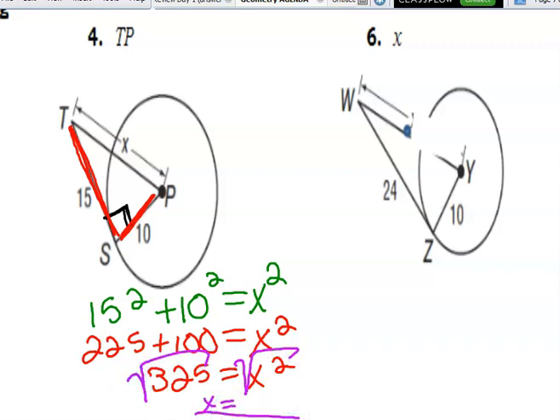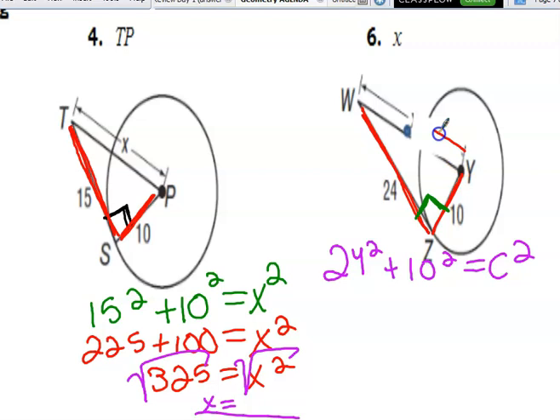All right, for number 6, we only want to find this outside chunk of the x. Again, the tangent is right here. It's outside the circle, and it attaches to the radius, where we've got 10. Where they meet is 90 degrees, because that's the tangent and the radius. All right, so I have 24 squared plus 10 squared equals c squared. We're trying to find out what this whole thing is, and then I'm going to find out what just this chunk is on the outside.